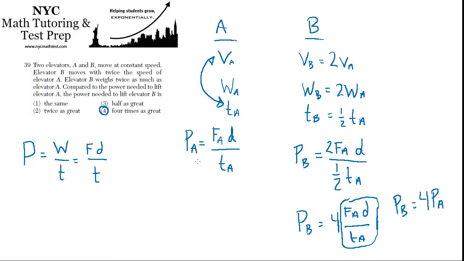And we did that in a strictly algebraic way. But if you want to just kind of check it intuitively, you can say, hey, elevator B weighs twice as much. So it seems like you would need twice as much power to lift something that's twice as heavy. And then elevator B goes twice as fast. So you're going to have to lift something that's twice as heavy in half as much time. So if you have to do it even faster, that's yet another doubling effect. So you have to double it twice, and that's how elevator B gets to be 4 times as great on the power that it requires compared to elevator A.